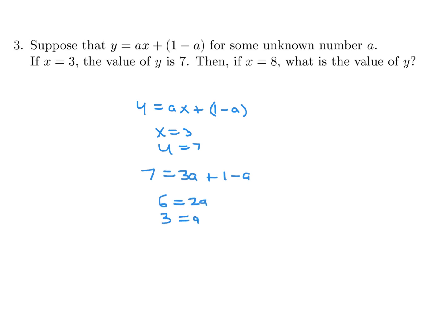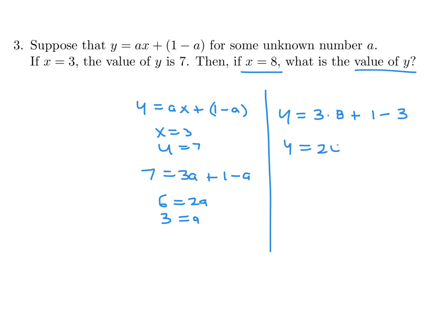So now that we have solved for a, we can now go back and solve for whatever they want, which is y, I believe. So they're saying, what is y when x is 8? Okay, so y would be a, which is 3, times x, which is 8, plus 1 minus a, which is 3. So this looks to me like 24 minus 2, which is 22.